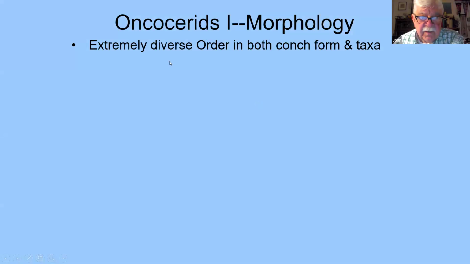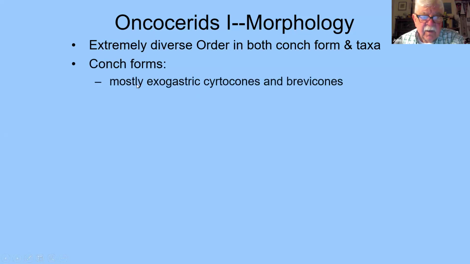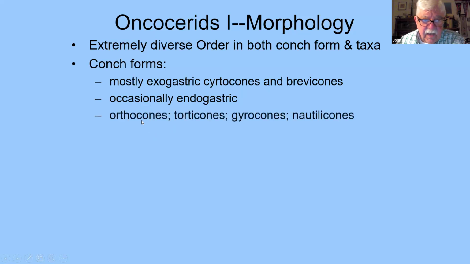The morphology. Extremely diverse order in both conch form and taxa. The conch forms. Mostly exogastric cyrtocones, and I'll show you that, and brevicones. Occasionally endogastric, which is more primitive. The Ellesmerocerids were almost all endogastric, the first order. But there's orthocones, torticones, they look like snails, gyrocones, not quite coiled, and nautilocones.